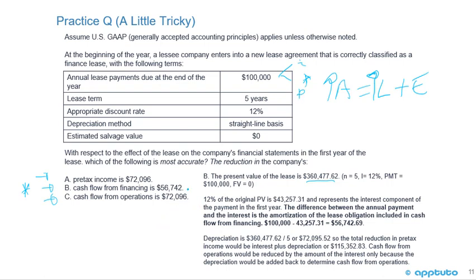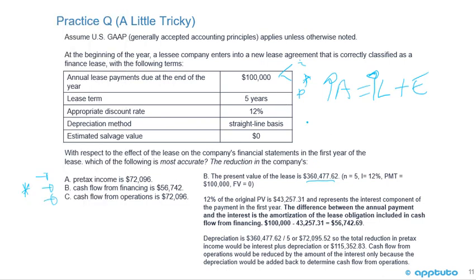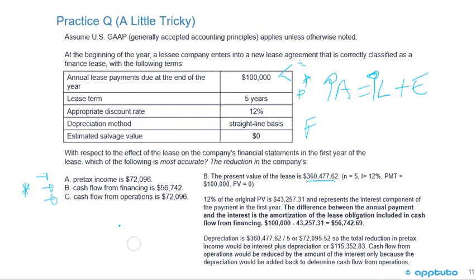So we can see, just let me bring up the calculator again. If that's the interest, and I, again, just carrying on with my keystrokes, make that a minus, and I add 100,000. See, this question is not that bad if you practice it. You can see then my financing cash flow is, just bring that up again, 56,742.68. Aha, the cash flow from financing equals 56,742. So B is the correct answer, okay?